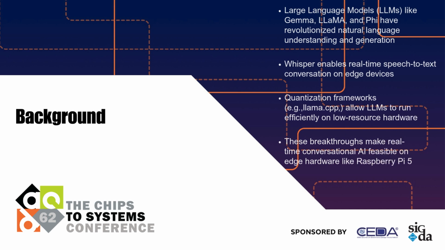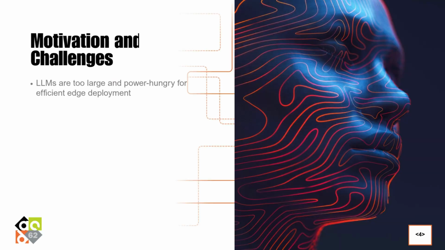Our demo presents PiCASo, Integrated Conversational AI for social robot with optimized LLMs. Recent advances in LLMs like Phi, Llama, and Gemma have made language understanding more powerful than ever. Whisper models enable real-time speech-to-text transcription on edge devices, and with frameworks like Llama CPP and Whisper CPP, we can run these models efficiently on low-power devices like the Raspberry Pi, enabling real-time conversational AI without relying on the cloud.